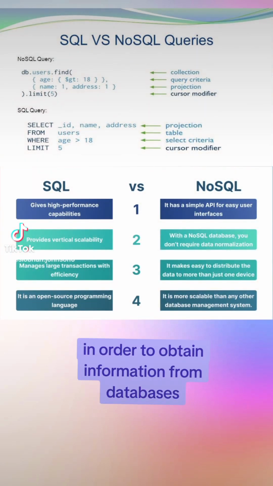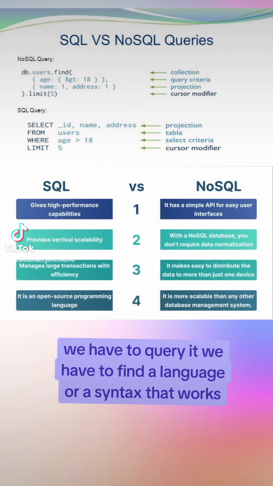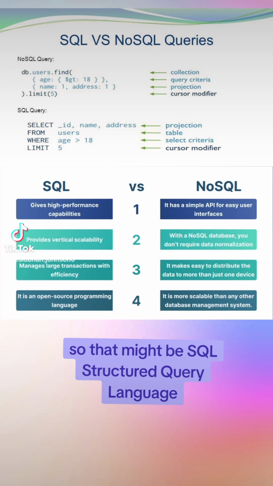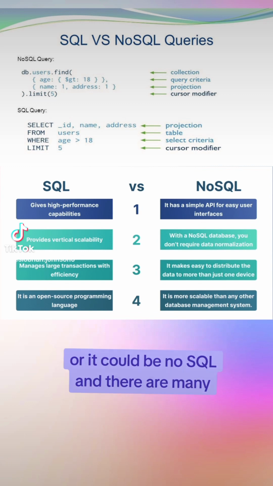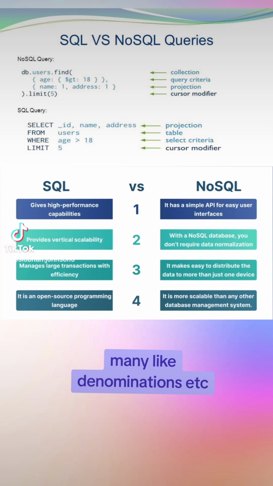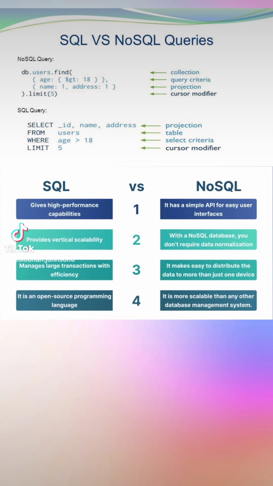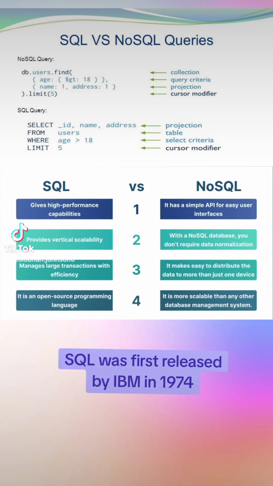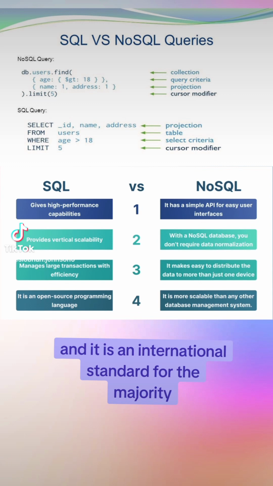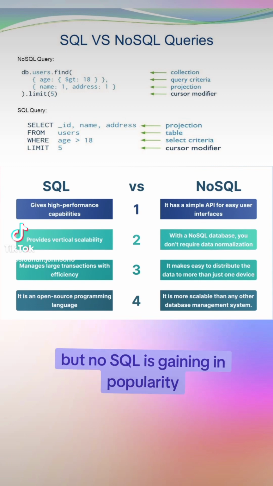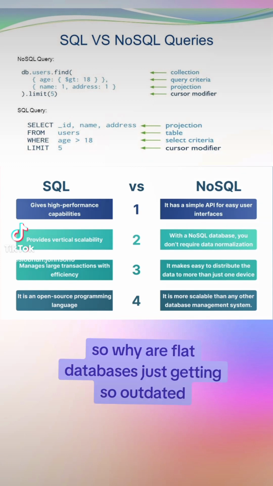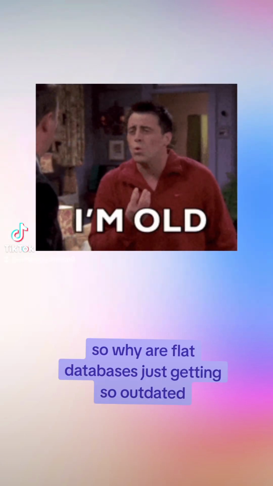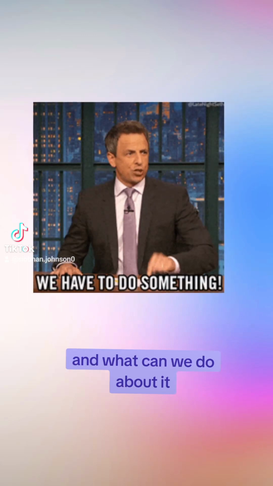In order to obtain information from databases, we have to query it. We have to find a language or a syntax that works. So that might be SQL, structured query language, or it could be NoSQL. And there are many, many denominations, etc. SQL was first released by IBM in 1974, and it is an international standard for the majority, but NoSQL is gaining in popularity. So why are flat databases getting so outdated? Why are they so problematic, and what can we do about it?